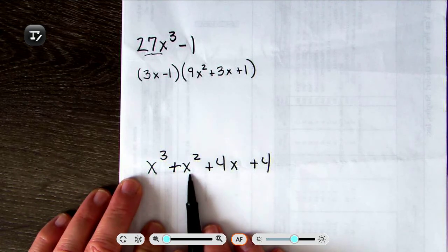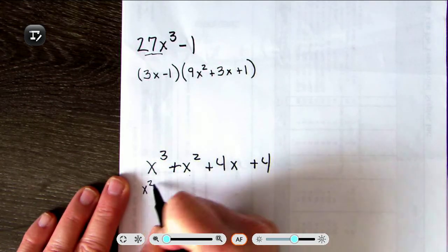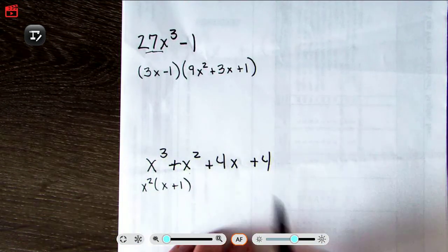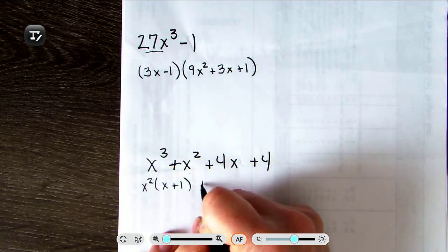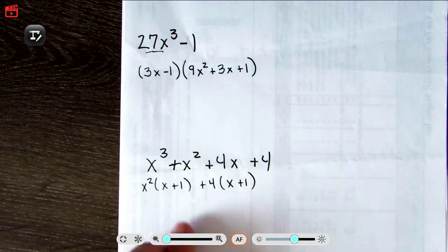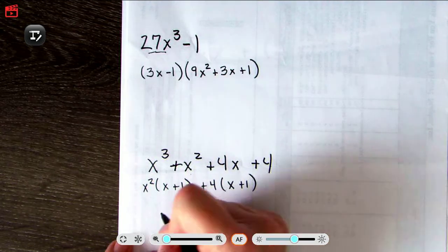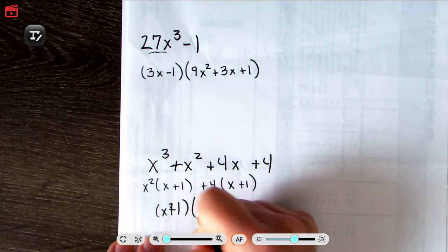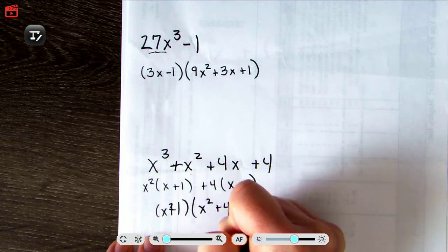So out of these first two, I can pull an x squared, and I am left with x plus 1. Out of these two, I can pull a 4, x plus 1. Now I see an x plus 1 in both of them. And I'm left with x squared plus 4.